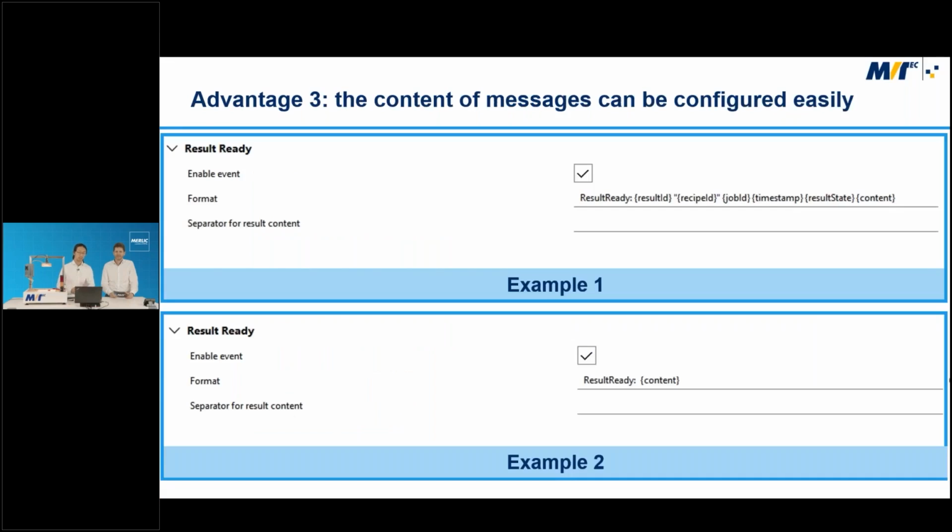The next advantage is the content of the messages can be configured, and can also be activated and deactivated. Here, we show you an example with the result ready item. You can enable the event or disable the event for your application. And if your robot expects very detailed information, you can write the format here with result ready, result ID, recipe ID, job ID, the time, the content itself, etc. But if your robot only expects the result itself, you can also delete all other information and give the content itself.